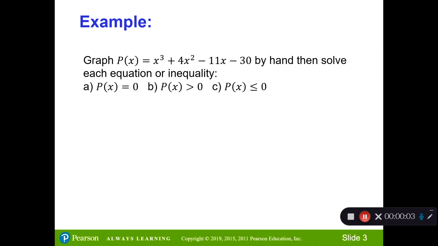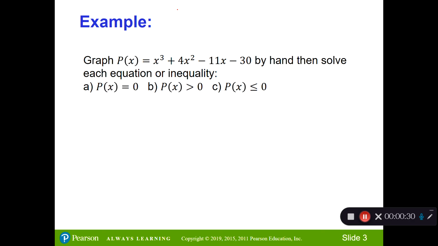Looking at polynomial inequalities. I want to graph this equation by hand and use it to solve the following inequalities. So first of all, I can use the techniques of the last section since this is a degree 3 and I can't easily do a factor by grouping. I can use the techniques of the last section to find possible rational zeros for this. So I take the factors of the constant term and divide by the factors of the leading term.